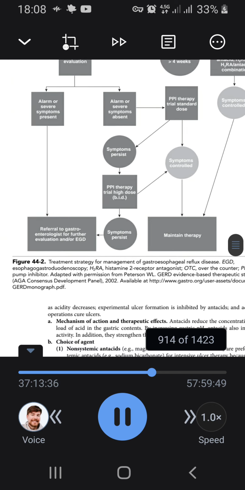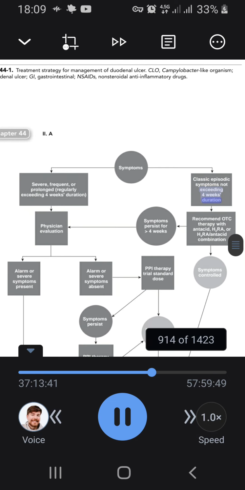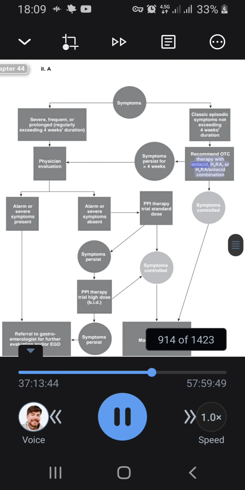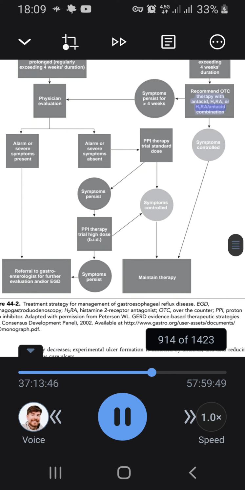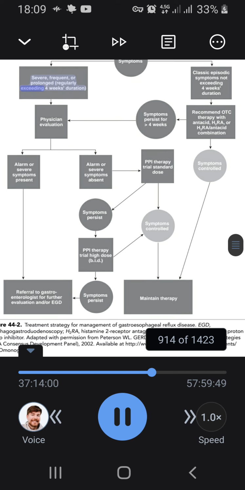Symptoms: classic episodic symptoms not exceeding 4 weeks duration. Recommend OTC therapy with antacid, H2 antagonist, or H2 antagonist-antacid combination. Symptoms controlled. PPI therapy trial, standard dose. Symptoms persist for greater than 4 weeks. Severe, frequent, or prolonged, regularly exceeding 4 weeks duration. Physician evaluation.